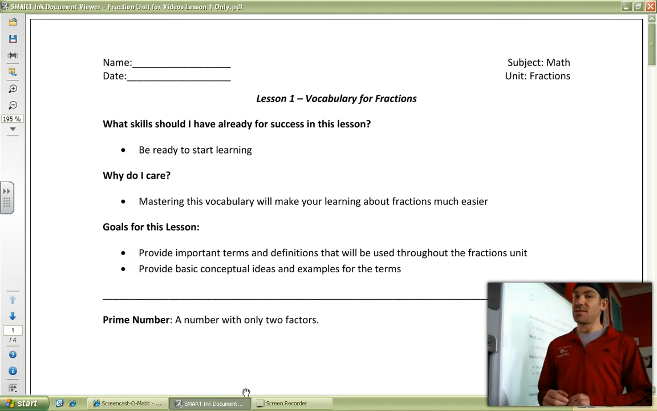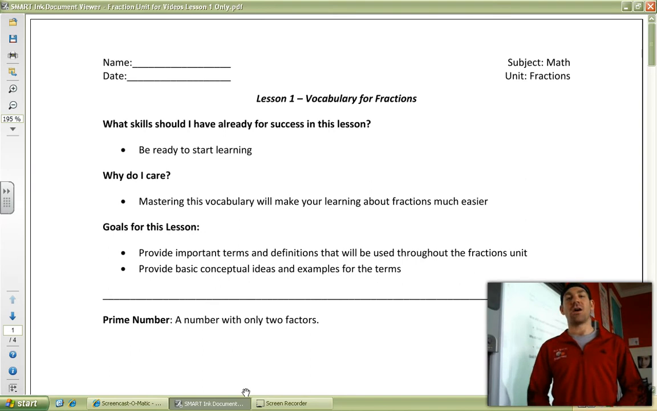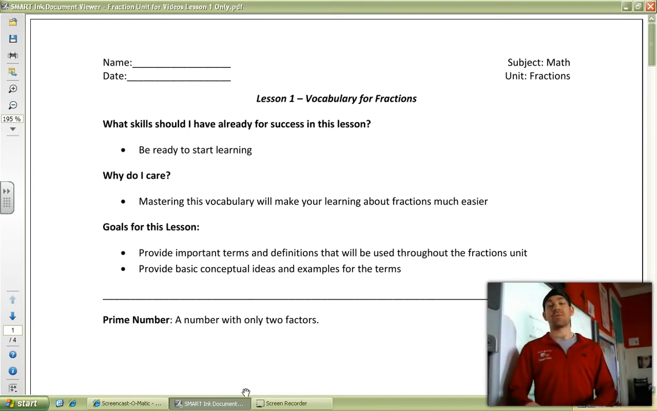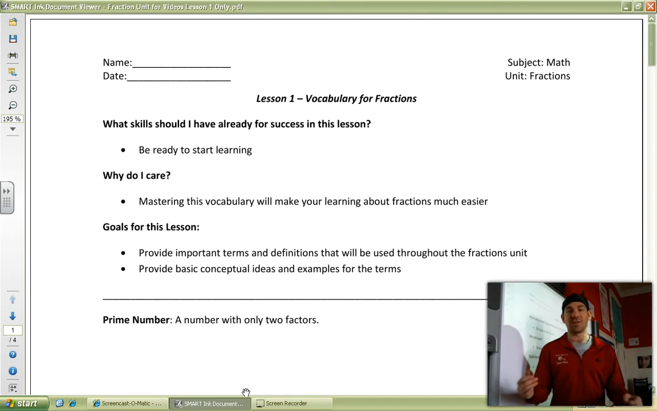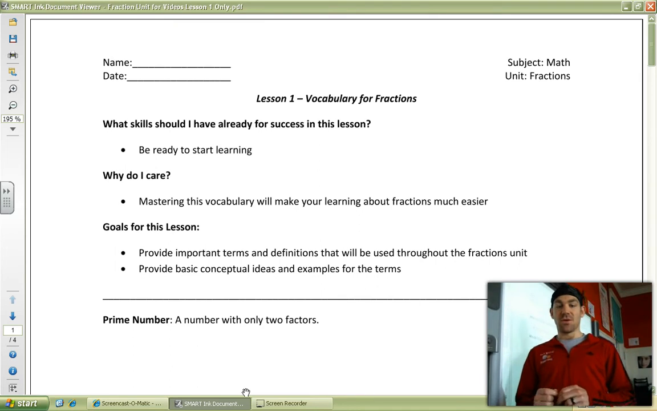What you need to have success in this lesson is to be willing and ready to learn. If you're not willing and ready to learn right now, turn off the video, close your computer, stop doing what you're doing, and come back when you're ready to learn, because no matter how good your teacher is, you're not going to learn something unless you really want to, okay?